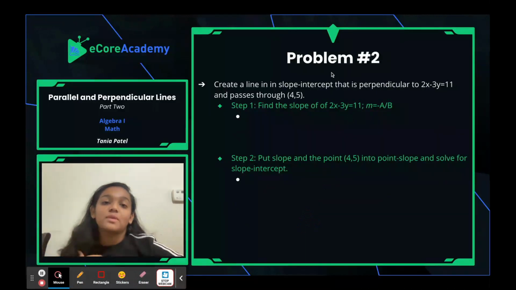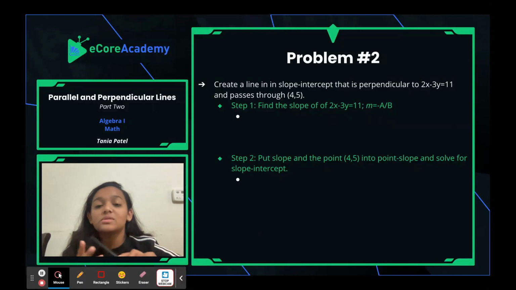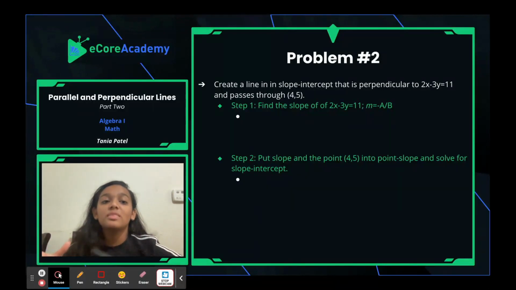Problem number 2. Similar question, similar problem. We are asked to create a line in slope-intercept form that is perpendicular to 2x minus 3y equals 11 and passes through the point 4, comma 5. So the only difference is that we're going to be, number 1, finding a line that is perpendicular to the given equation, and also we're going to be presenting the other line in slope-intercept form instead of standard form.